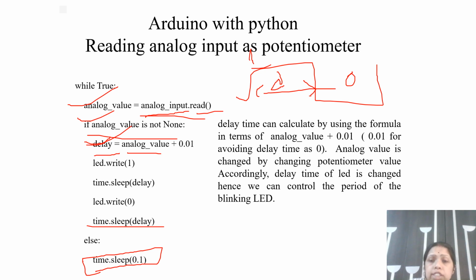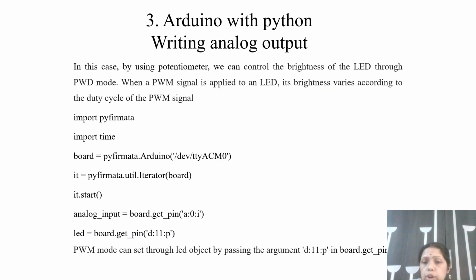Now, with the same connection, you can write a different program. What can the program be? Writing the analog output. Before that, this was reading the analog input. Now it is writing the analog output. Whatever output device I connect with the Arduino, I have to send analog data through it, not digital data.